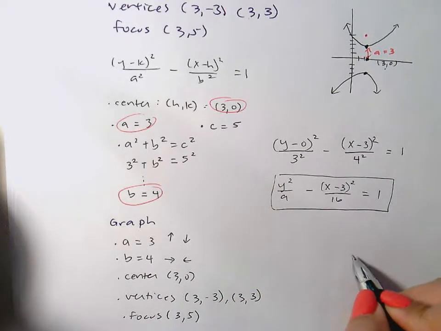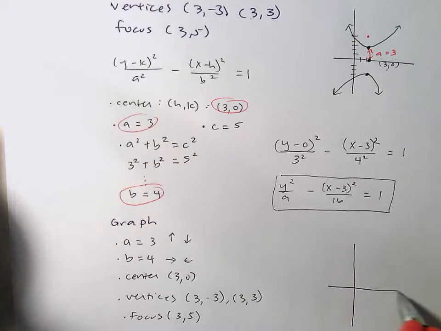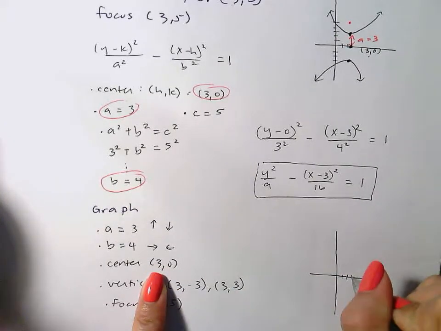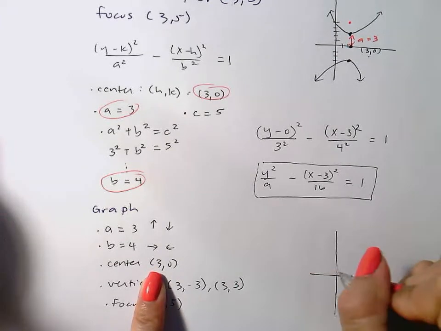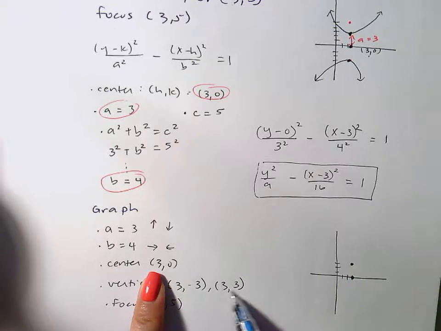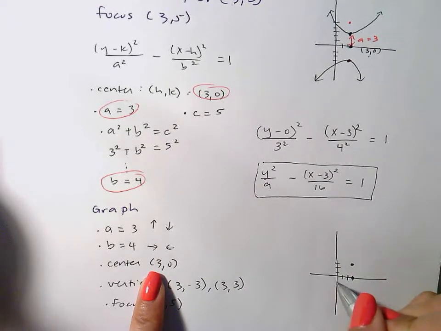So let's go ahead and draw this out. The center is at (3, 0). You go 3 units up, 1, 2, and 3. And this gives me the first vertex, (3, 3). And then the second vertex, (3, -3), is if you go down by 3. So 1, 2, and 3. And that gives me the second vertex.